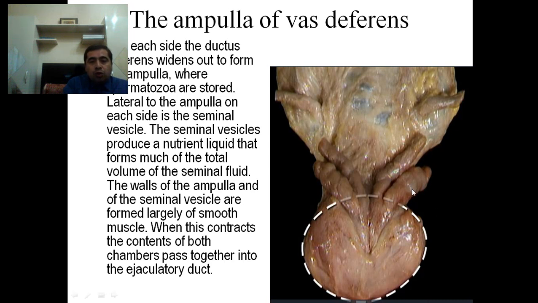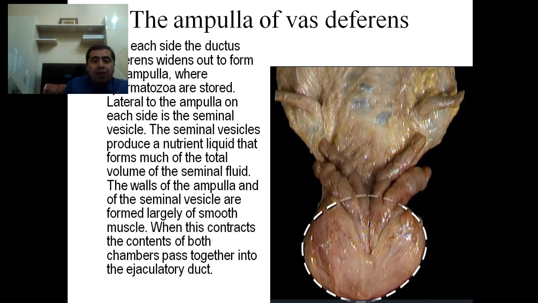Lateral to the ampulla on each side is the seminal vesicle. The length is 5 centimeters, the width is 2 centimeters. It's not just a sac, it is a gland, and its secret is just for activation of the spermatocyte. The seminal vesicles produce a nutrient liquid that forms much of the total volume of the seminal fluid.